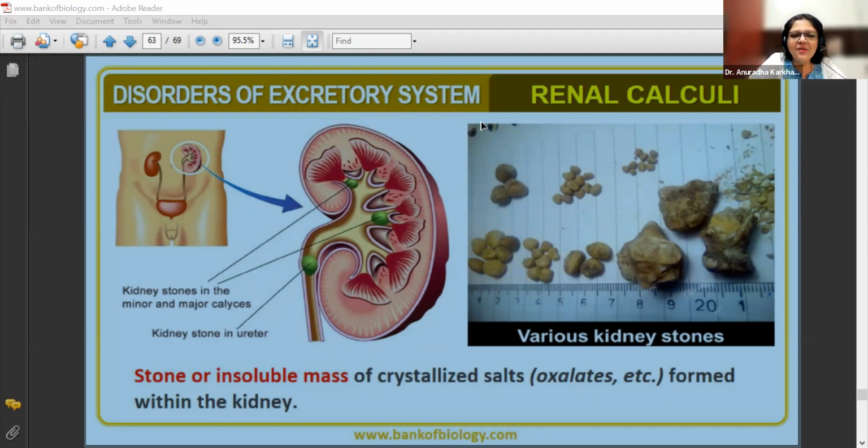Yeah, so these are stones, which are insoluble masses. That is important. They are not solubilized in water. They need to be broken down using a laser treatment. Many a time these stones are going to reoccur. They are not cured. So people who have stone issues have to drink a lot of water so that you prevent the formation of stones altogether.